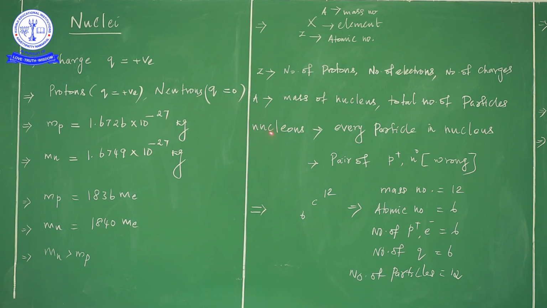Then nucleons. Nucleons is nothing but every particle in the nucleus. Keep this well in mind: every particle in the nucleus is said to be a nucleon. You have to remember this well, because sometimes when we read, we think a pair of proton plus neutron is called nucleons, but that is wrong. I will denote that in brackets. So saying a pair of proton and neutron is nucleons is a wrong statement. Nucleons is nothing but every particle in the nucleus.